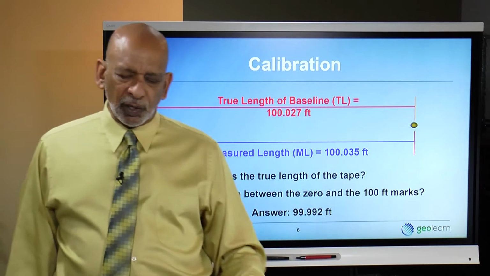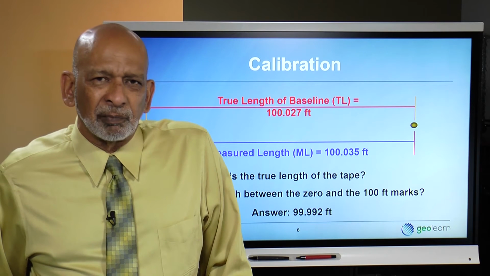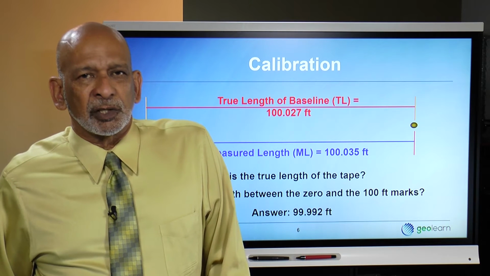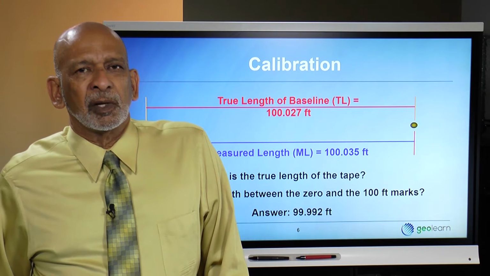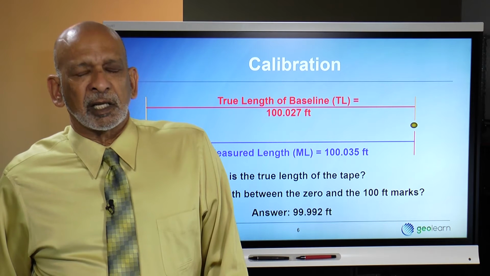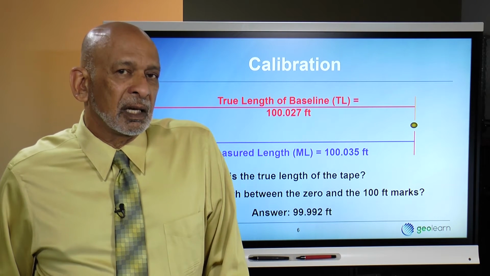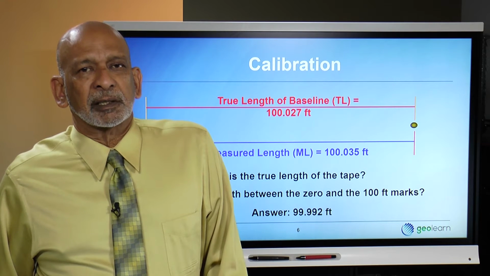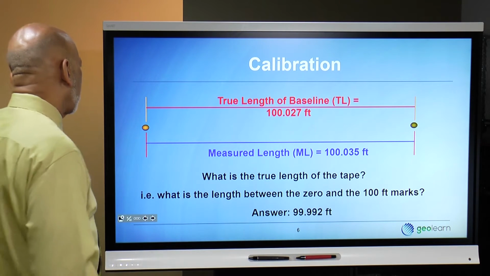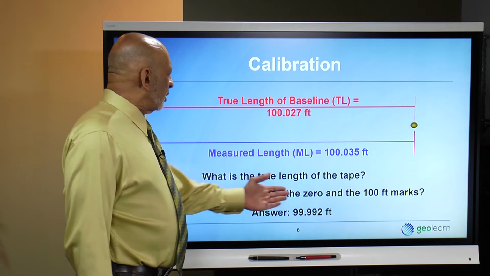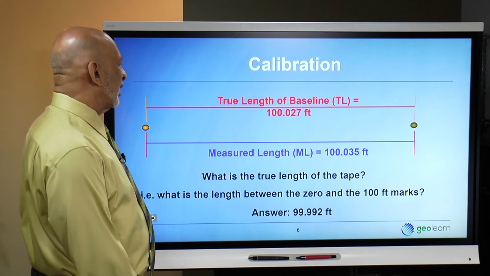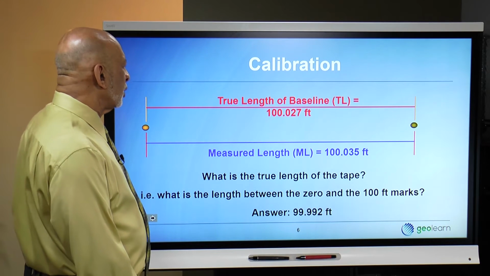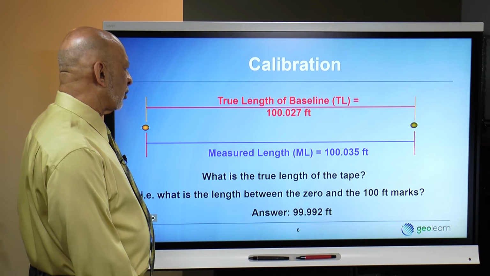Now when we ask this question, what do we really mean by what is the true length of the tape? The answer to that question is, what is the length of the tape when I stretch this thing out under the same conditions that it was calibrated? What do I get for the true length between the 0 and the 100-foot marks? That's what I mean by the true length of the tape. So it turns out in this particular case, with this data, you have 99.992 for the length between the 0 and the 100-foot marks.